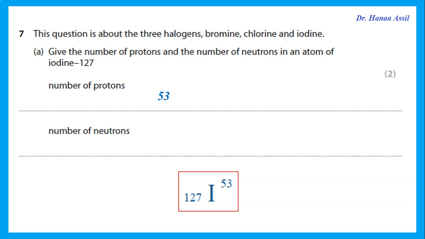Now, the mass number given in the question may be the same as what you have in the periodic table, or it may be different. You use the one in the question. So in this case, the question is giving the same as the one in the periodic table. So how do we get the number of neutrons? It is the difference between the mass number and the atomic number. So in this case, it is 74.